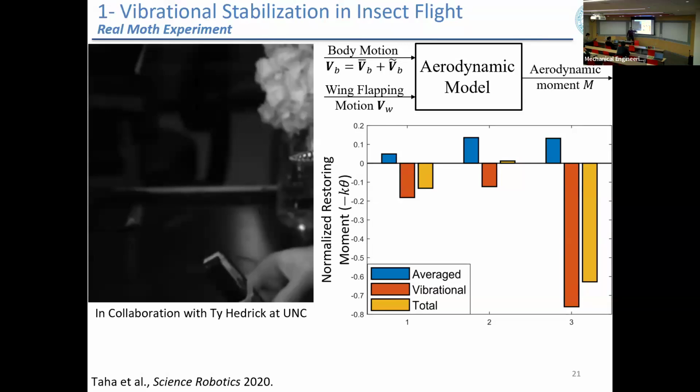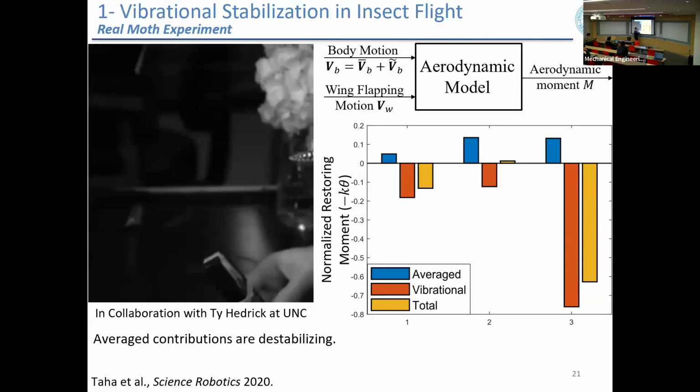Positive means it's destabilizing. So blue are the averaged contributions due to the averaged body motion. You can see that they are all destabilizing. So averaged body motions are destabilizing. This is in agreement with what the community has found. If you just focus on the average dynamics, it's unstable.